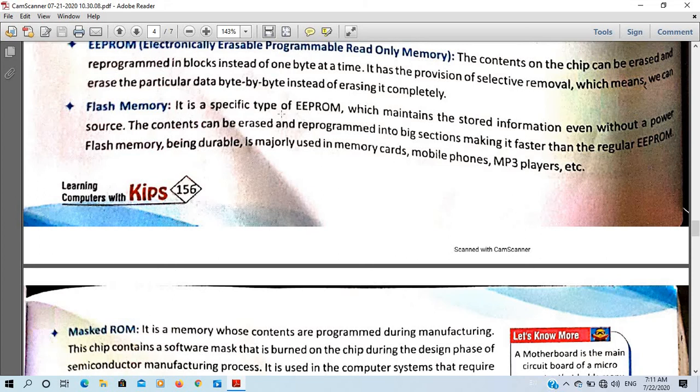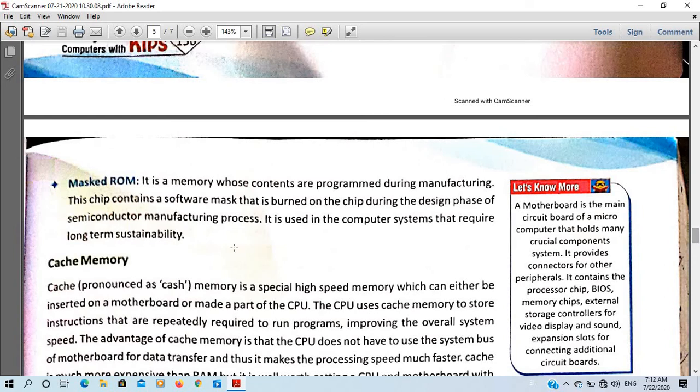It is a specific type of EEPROM which maintains the stored information even without a power supply. The content can be erased and reprogrammed in big sections, making it faster than regular EEPROM. Flash memory, being durable, is majorly used in memory cards, mobile phones, MP3 players, etc. So flash memory is used in many devices and it can be erased as many times as you want. And the last topic of the day is masked ROM.